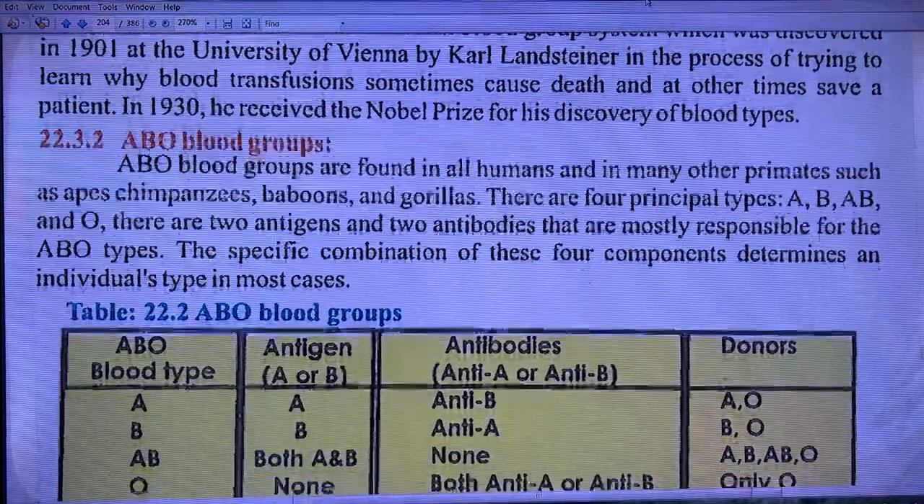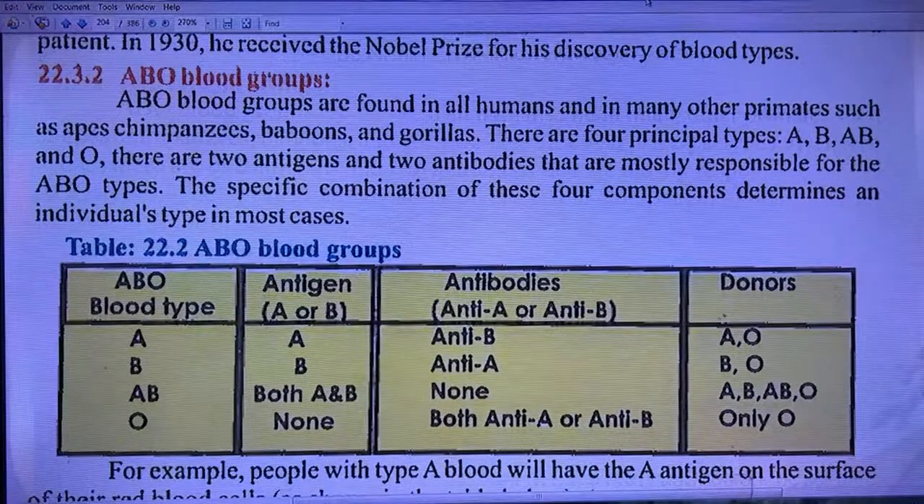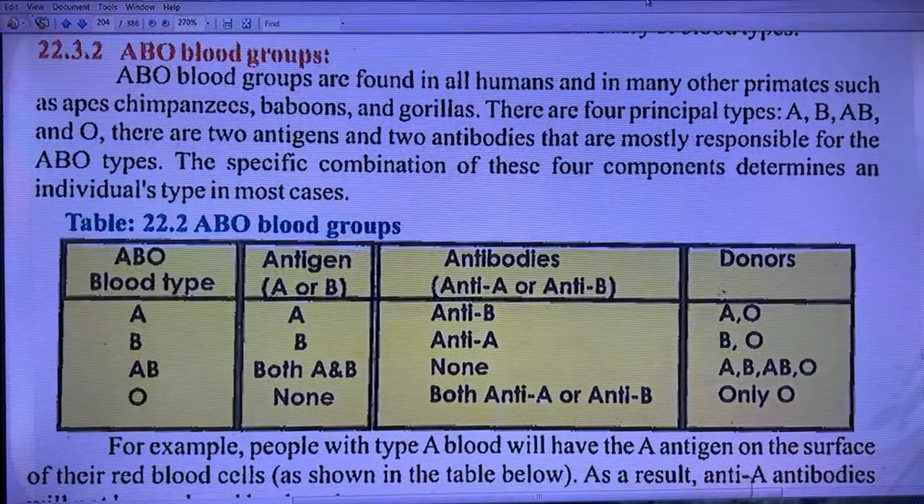ABO blood groups. ABO blood groups are found in all humans and in many other primates such as apes, chimpanzees, baboons, and gorillas. There are four principal types: A, B, AB, and O. There are two antigens and two antibodies that are mostly responsible for ABO types. The specific combination of these four components determines an individual's type in most cases.